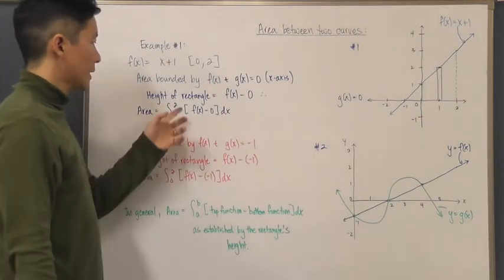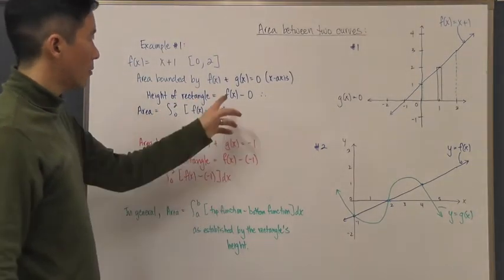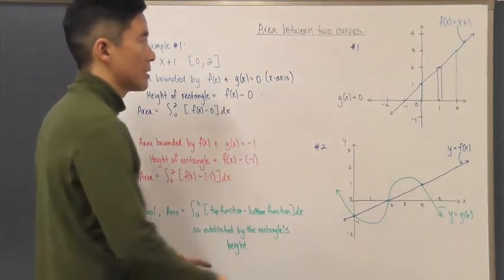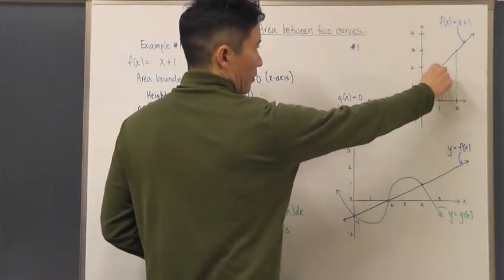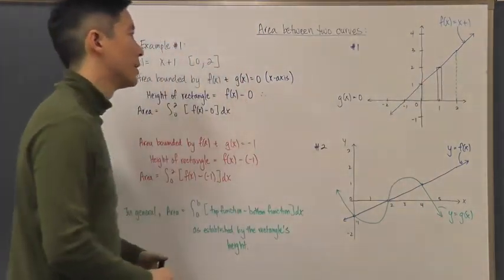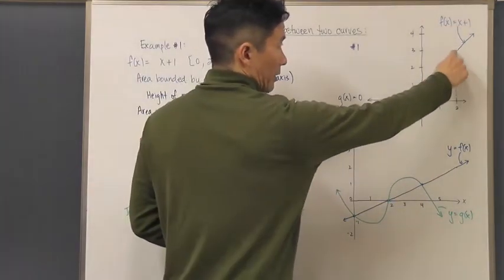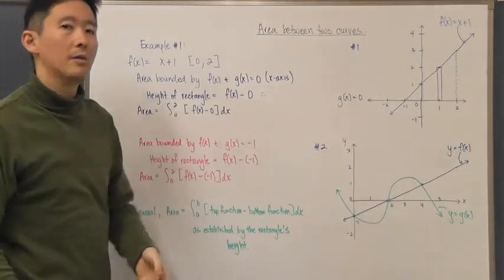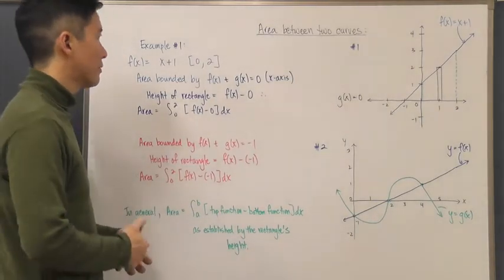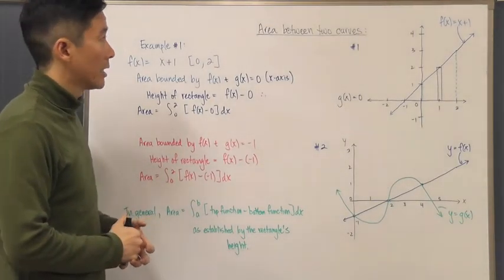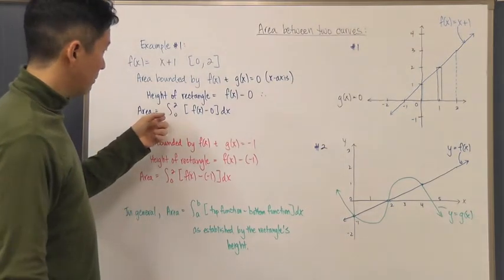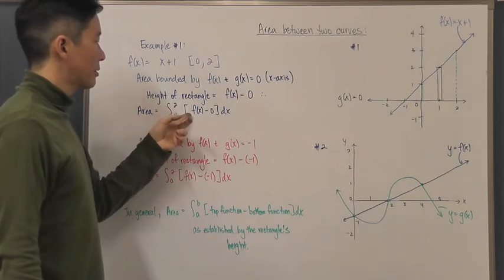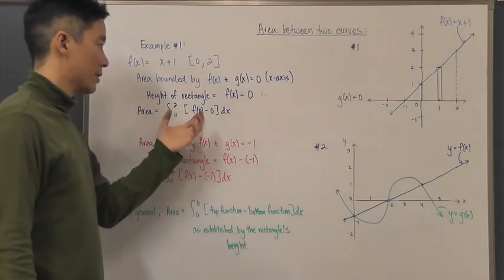So the height of that rectangle is always going to be f of x minus 0, because g of x is 0 in this case. If I go from here to here, the height of that rectangle is going to be 2, and if I go over here, the height of that rectangle is going to be 3. So if I just use f of x, I can find the height of the rectangle, which is what we've been doing all the time when we integrated definite integrals. So the area, in this case, is the definite integral from 0 to 2 of f of x minus 0 dx, and of course that's just f of x dx.